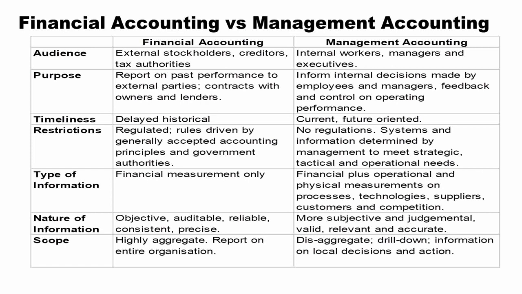The scope is highly aggregate, report on entire organization. It can be all of the balance sheets, financial accounting, profit and loss, ledgers, everything comes under financial accounting. There could be variations and debates about how things are costed, for example, activity-based costing versus project costing, process costing. There could be, but all of that still comes under financial accounting.